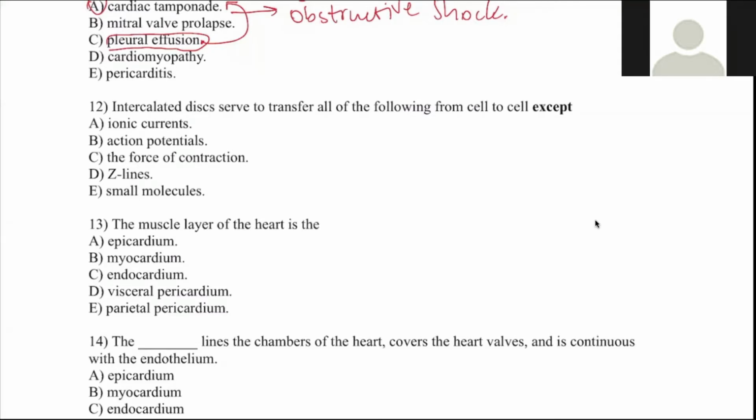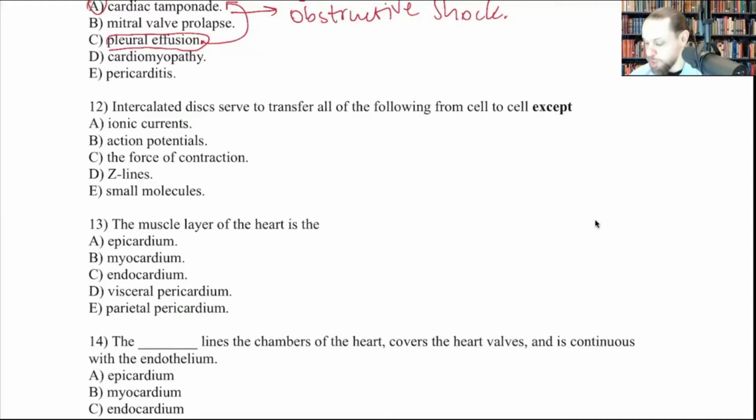The force of contraction. So they do propagate that, and they allow the force of contraction by allowing conduction from cell to cell. What they do not do is the Z lines. I think I showed you diagrams of myocytes where you see intercalated discs, and they have desmosomes that basically anchor cells together. They also have gap junctions, which facilitate ion movement: sodium, calcium, potassium movement. So all of those things are there. The only thing they don't have is the Z lines.